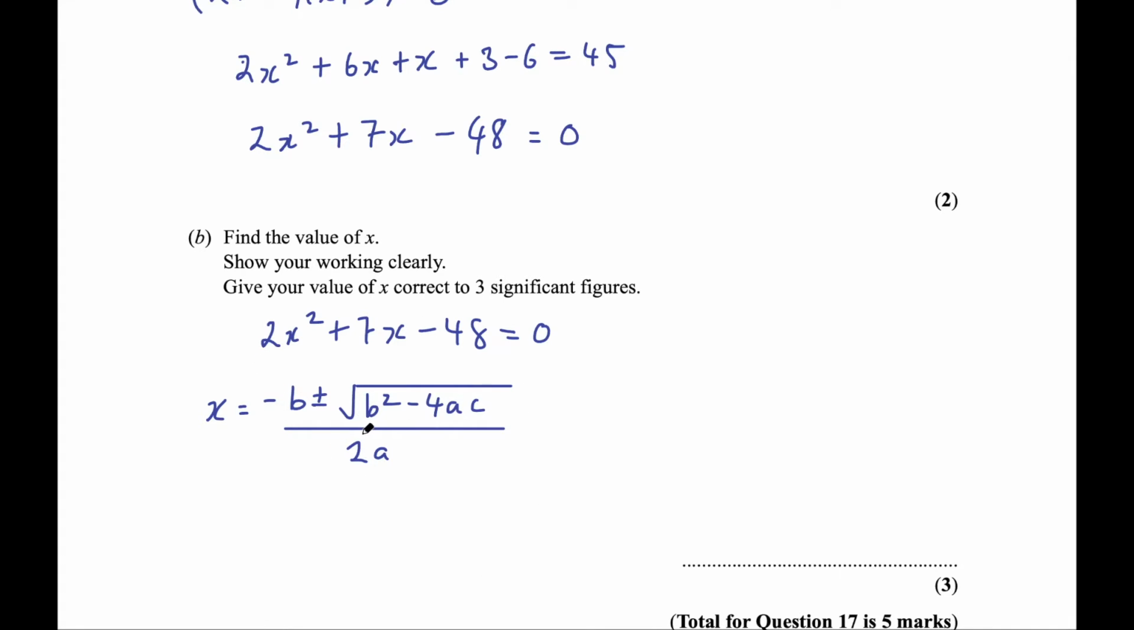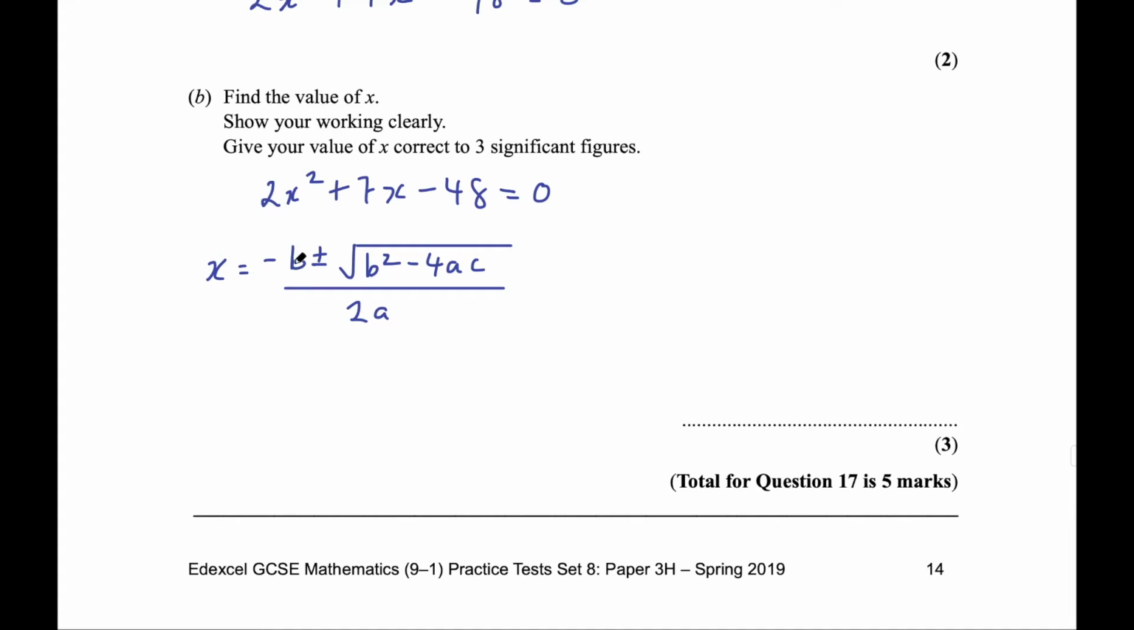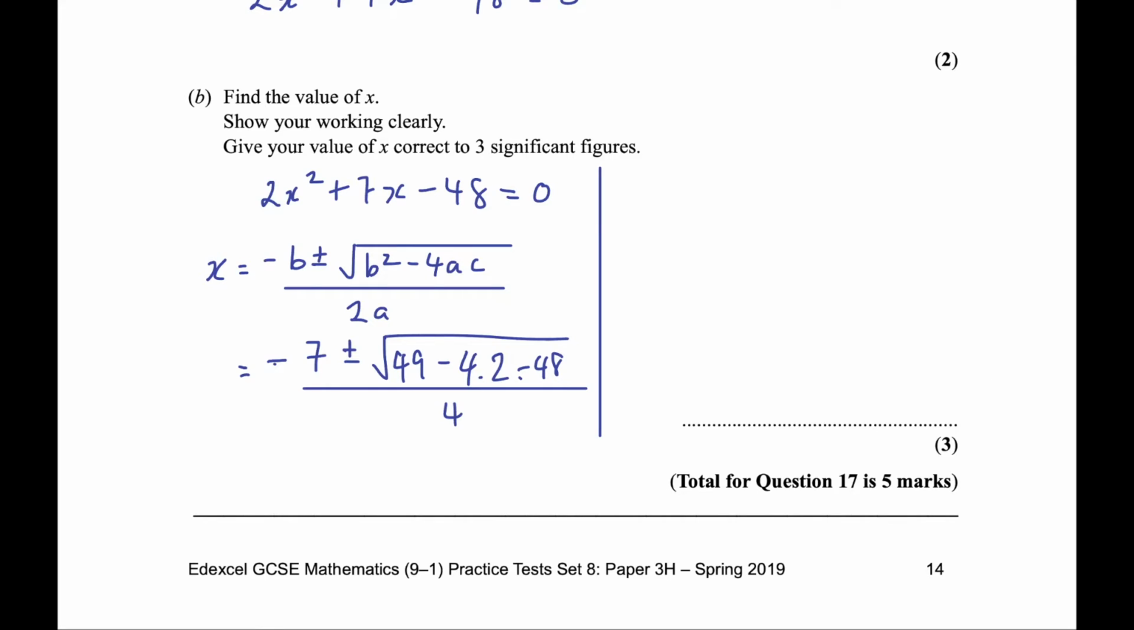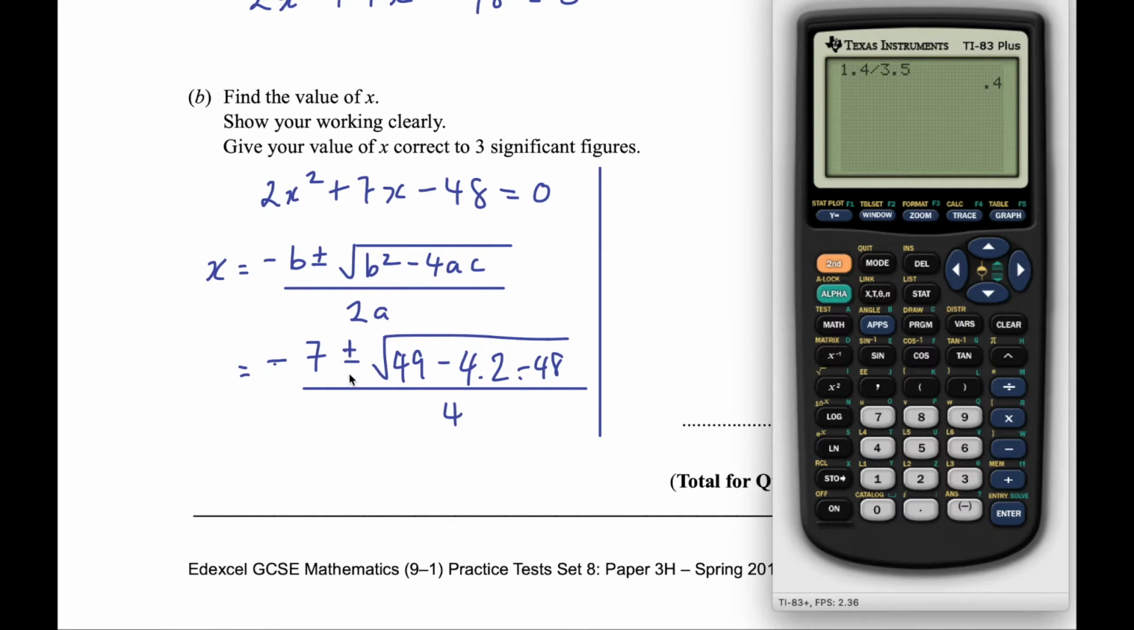So anyways, this is a quadratic formula. We need to plug the numbers in. B is the coefficient of x. So this is going to be negative 7 plus or minus the square root of b squared. 7 squared is 49. Take 4 times 2. A is 2 and C is negative 48. And this is all divided by 2a. 2 times 2 is 4. Okay, from here I would probably plug that straight into a calculator and do the positive and negative each separately.